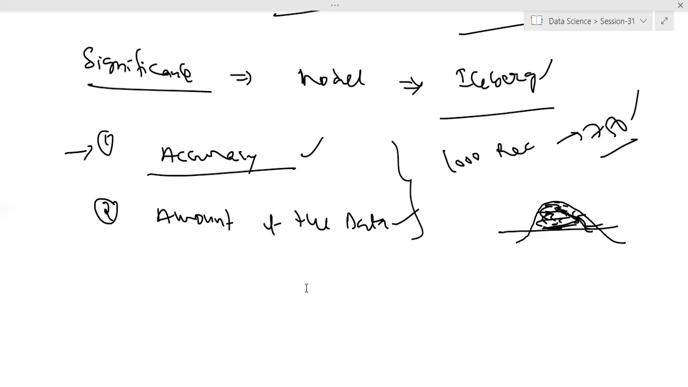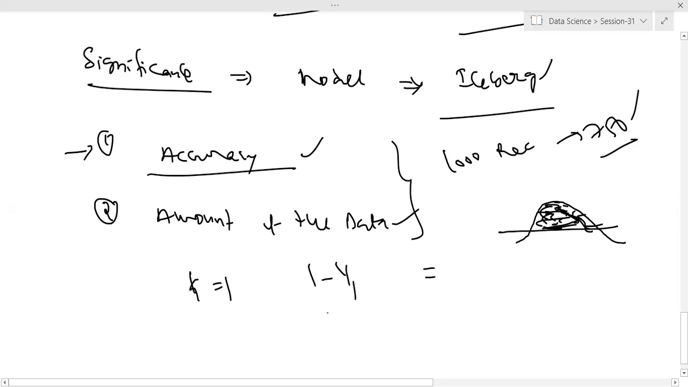Okay, because one thing, let me give you the clarity. Suppose if k value equals 1, then 1 minus 1 by 1, what is the value, friends? 0. Okay, because if I'm making use of my standard deviation as 1, I can say no records were there.